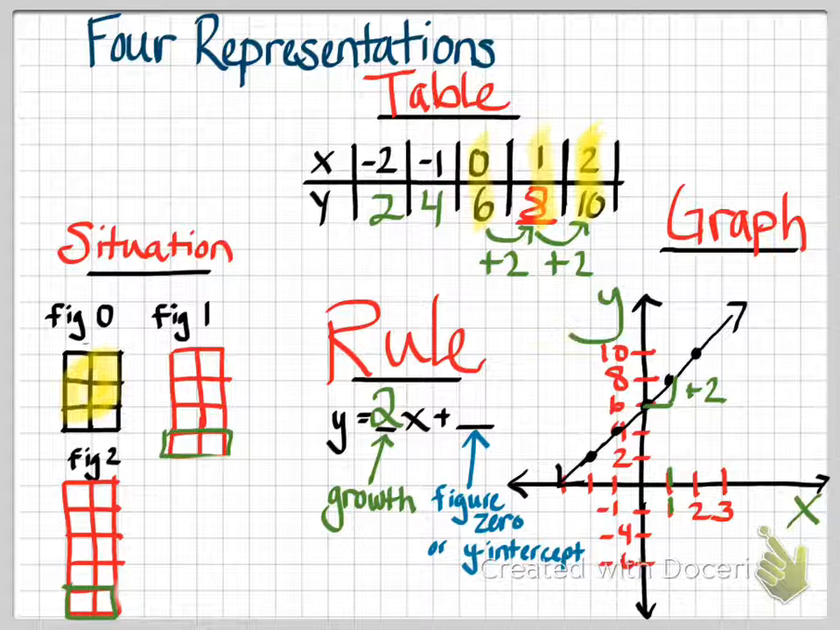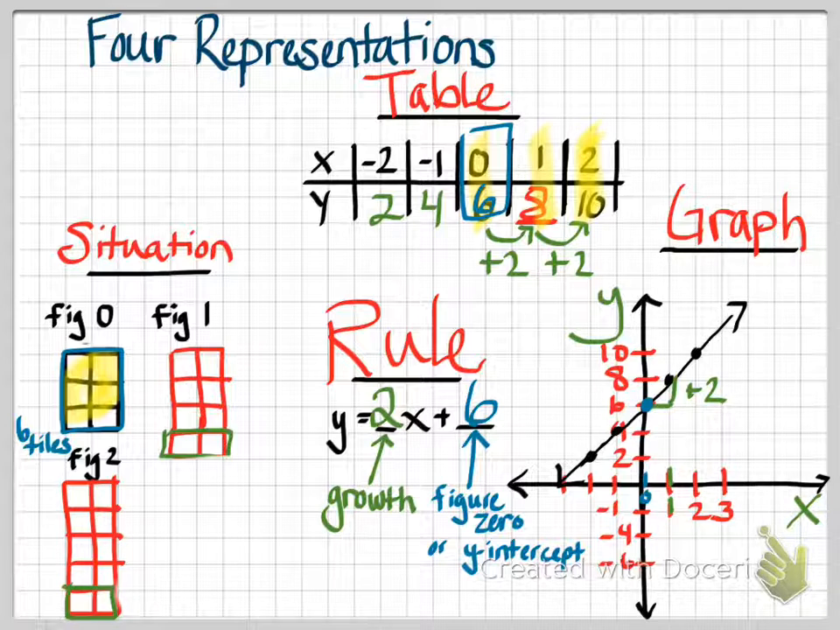Now we're going to use that growth and put it in our rule. So 2x is the start of our rule because it's growing by 2 tiles every single time you go to the next figure. Now figure 0, we're going to look at figure 0. No matter which representation, if we look at the graph, go to figure 0, we would go up to 6. If we look at the situation, figure 0, 6 tiles. And if we look at the table, figure 0, 6 tiles. So figure 0 is 6, no matter which representation we look at.